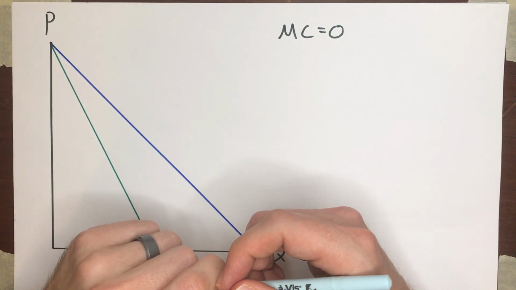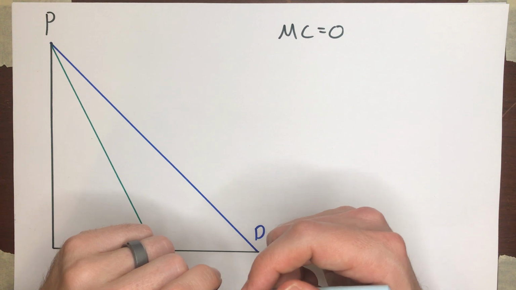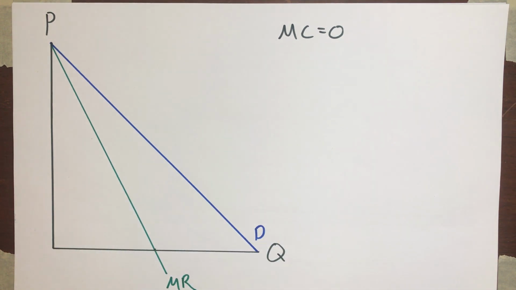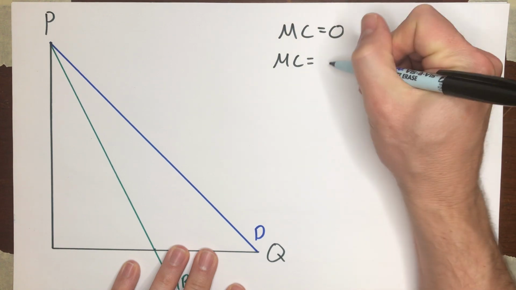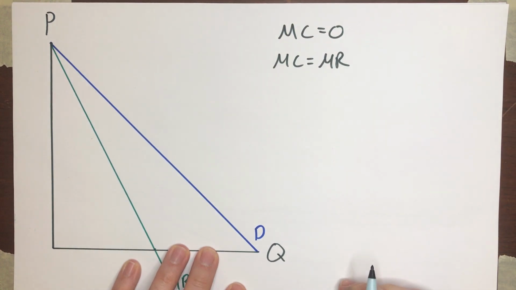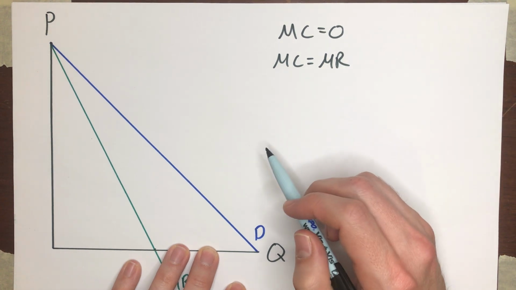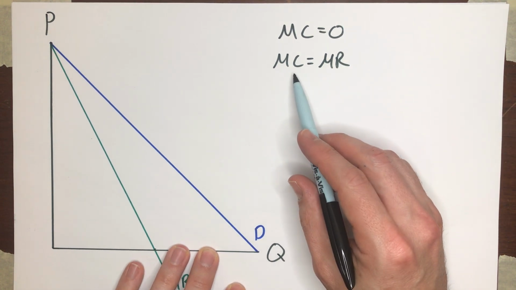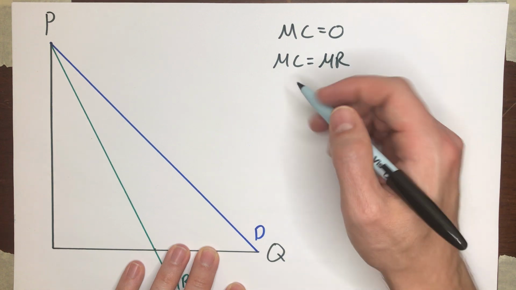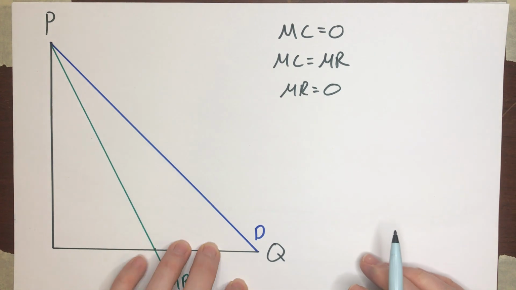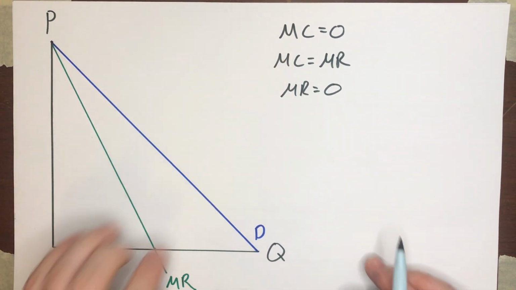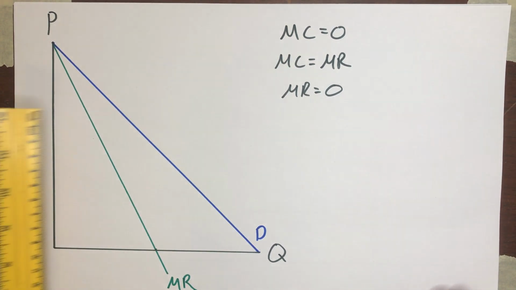If the monopolist is doing its best to maximize profits, what will marginal revenue equal at a firm like this? Well, remember that the general rule for profit maximization is marginal cost equals marginal revenue. Marginal cost is equal to zero, and so the firm is going to want to set its output where marginal revenue equals zero. If these two things are zero, they are equal to each other.